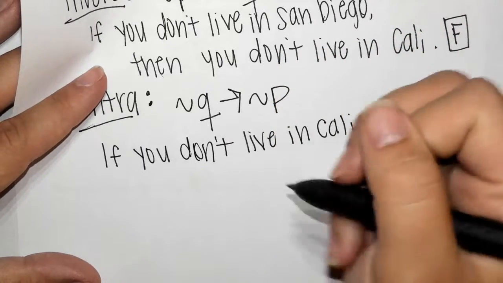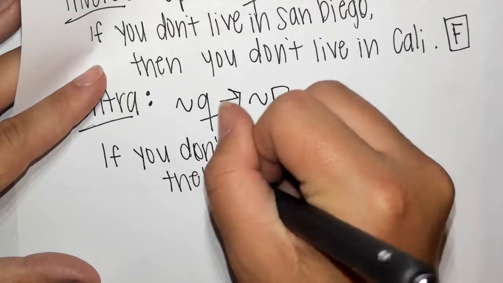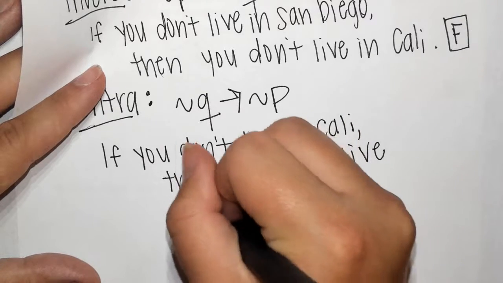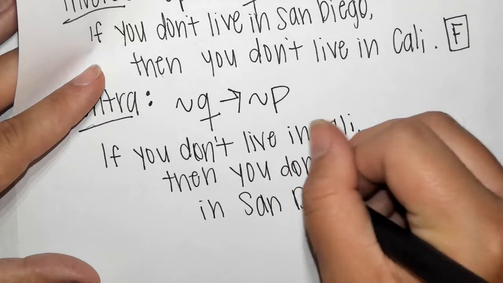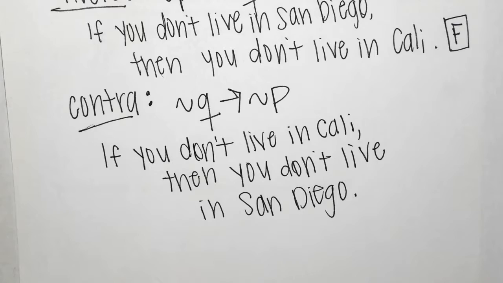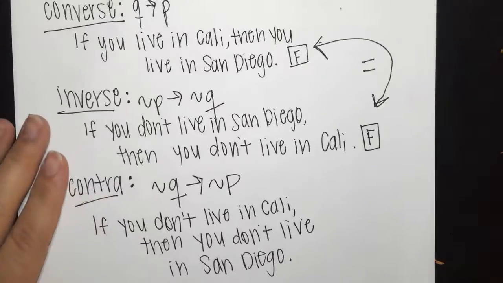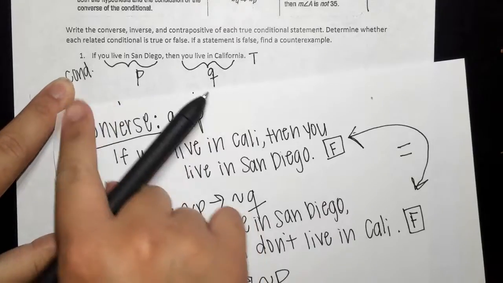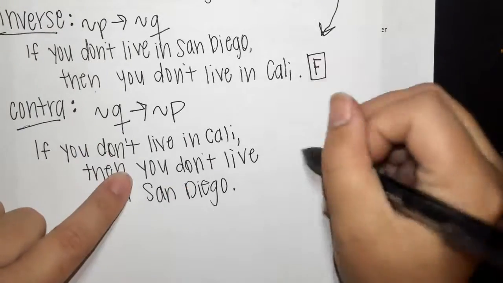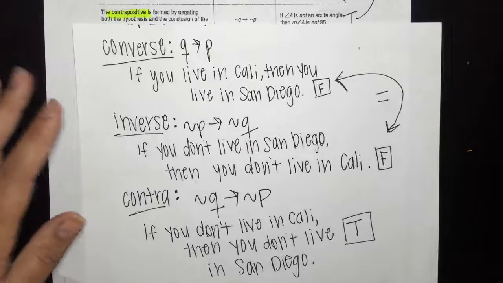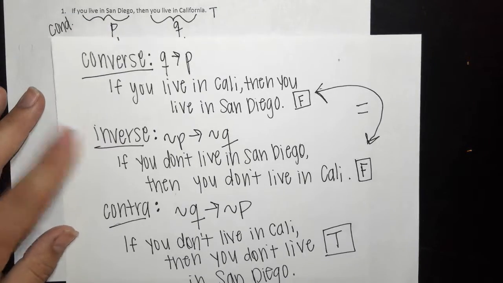If you don't live in Cali, then you don't live in San Diego. Yes. So the inverse is true, the contra is false. If the inverse is true, the converse is true. These two go together. Contrapositive goes with your conditional. So our conditional was true, so our contrapositive is true. Is it perfect for everything to be true? Can all four of them be true? Yes. All four of them can be true.